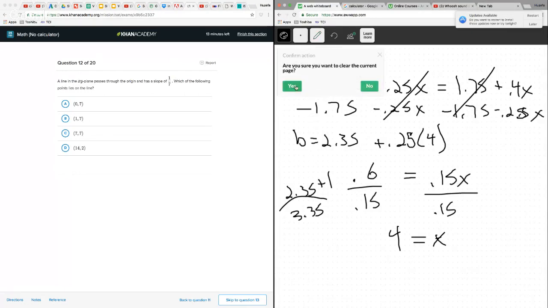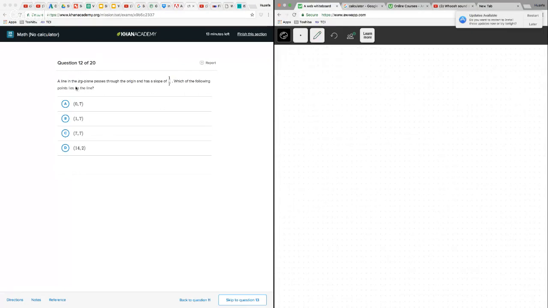Now we are on question number 12. A line in the XY plane passes through the origin, so the y-intercept is 0, with a slope of 1/7. Which of the following points lies on the line? Here's my equation, FYI: y equals 1/7 x. There's no y-intercept, so that's literally it. Which one of these lies on the line? I mean, you can plug them in if you want. It's definitely not this because it's supposed to be on the origin.